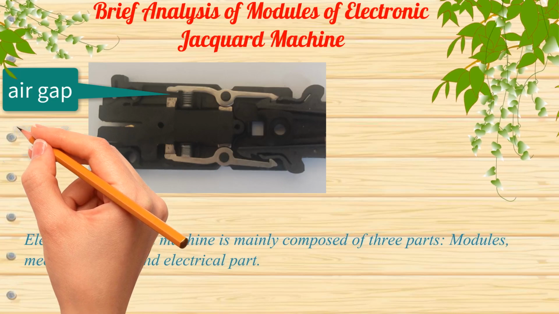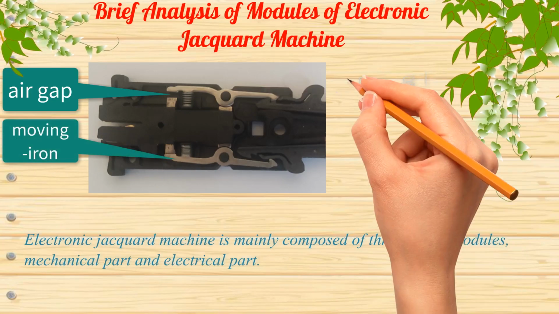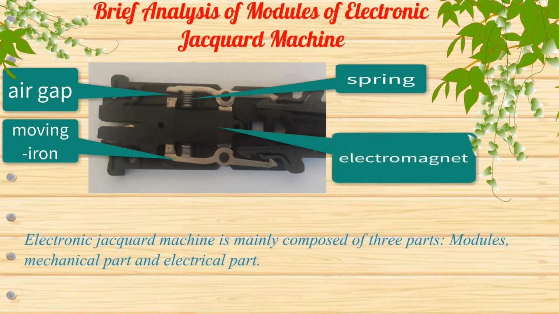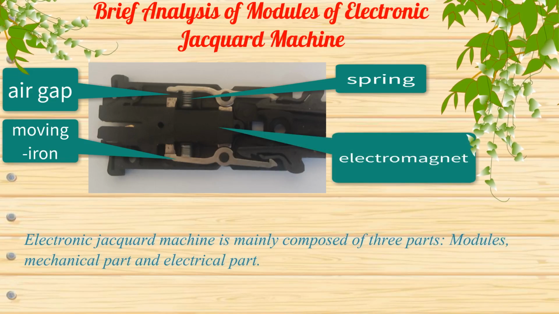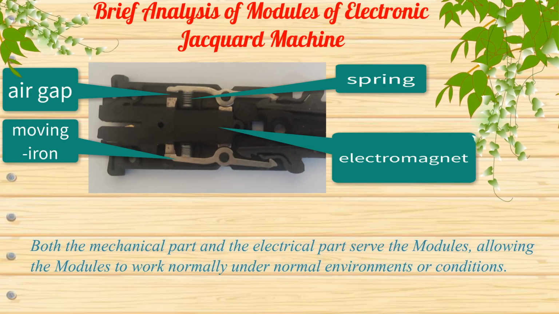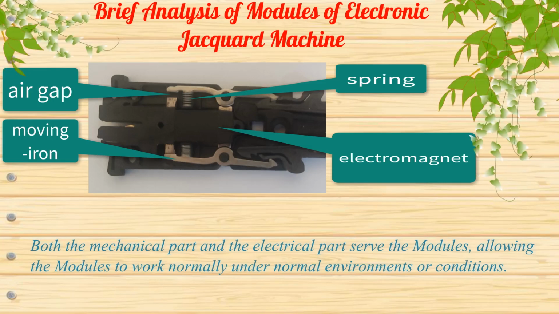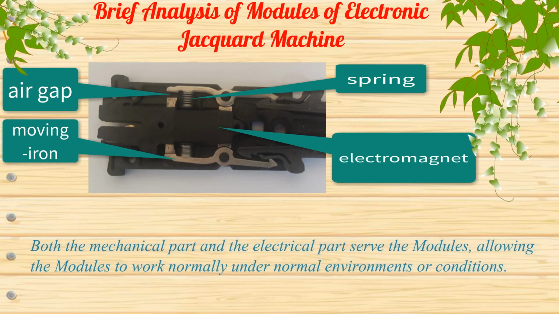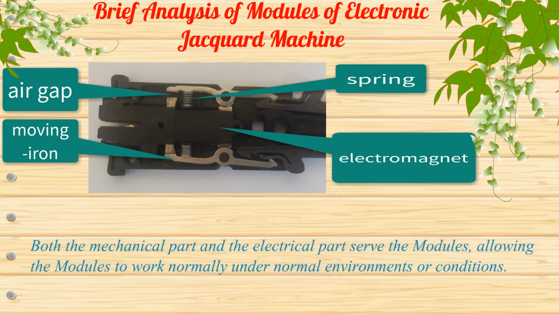Electronic Jacquard machine is mainly composed of three parts: modules, mechanical part and electrical part. Both the mechanical part and the electrical part serve the modules, allowing the modules to work normally under normal environments or conditions.